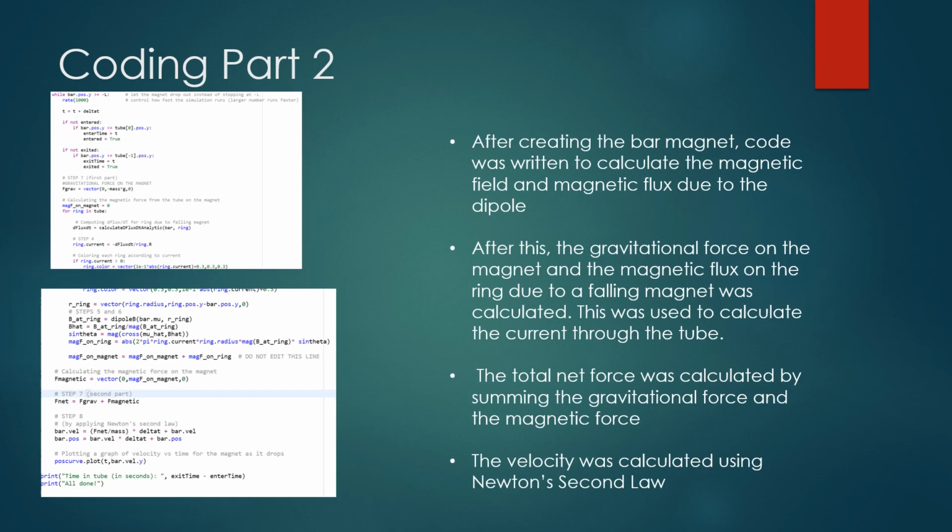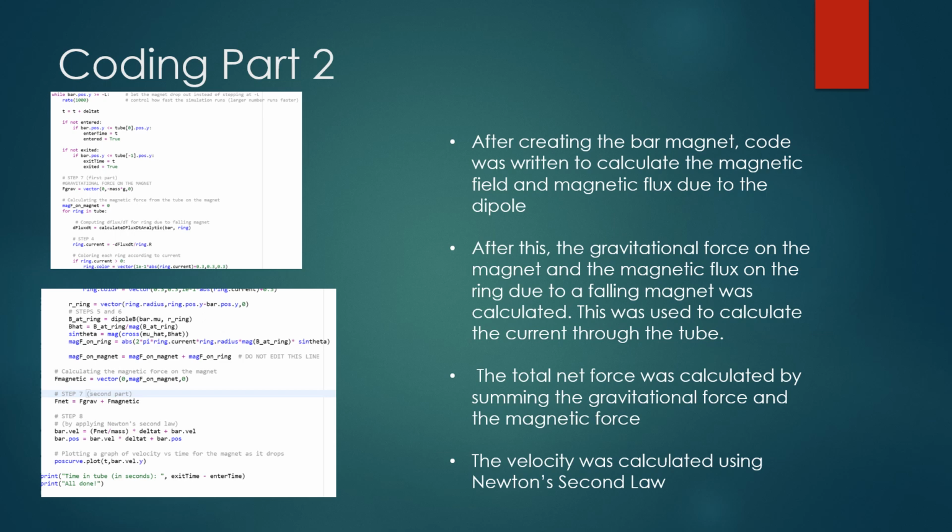The next part on the left, after creating the bar magnet in the previous slide, the code was written to calculate the magnetic field and magnetic flux due to the dipole, using the magnetic flux formula that we saw in the beginning with the models. After this, the gravitational force on the magnet and the magnetic flux on the ring due to the falling magnet was calculated. This was used to calculate the current through the tube. Finally, the total net force is calculated by summing the gravitational force and the magnetic force, and the velocity was calculated using Newton's second law.